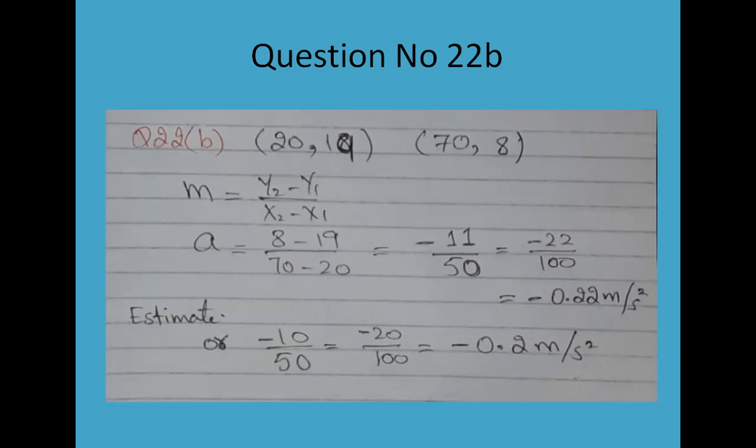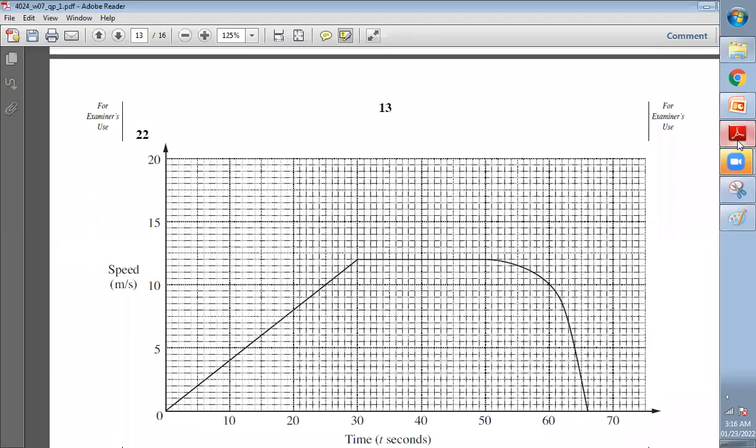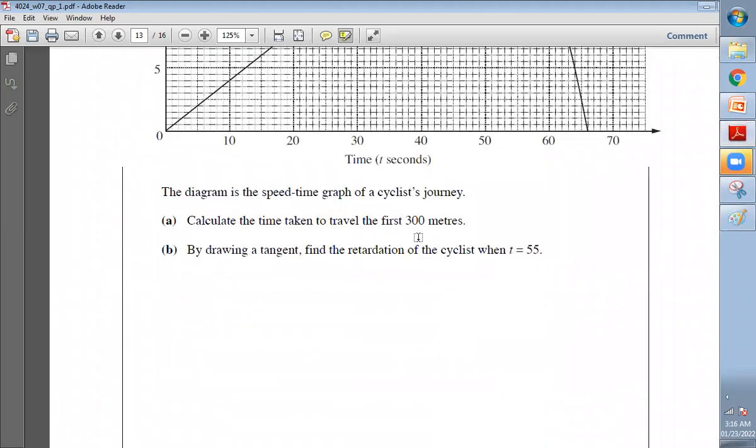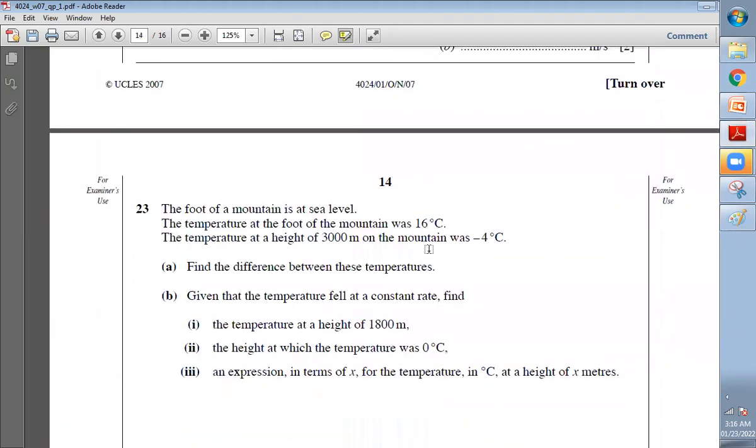So this is how you find question number 22 B part, the gradient of that tangent, and that will be the gradient of the curve there, and that will be the acceleration, because it's a speed time graph. Okay, so then we are done with this.